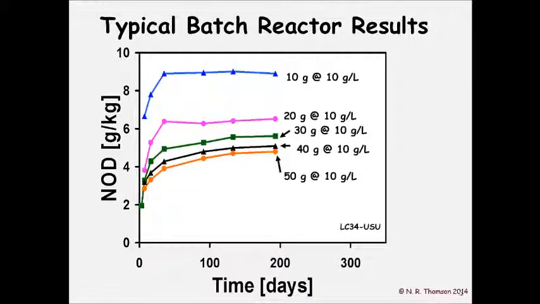It's surprising, though, that if you repeat these tests for a range of mass, so the concentration now of permanganate is the same at 10 grams per liter, but increase the mass, you can see that as you increase the mass, the NOD max gets smaller. So in fact, the experimental design can dictate what type of NOD behavior occurs.